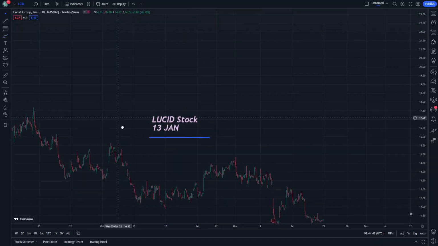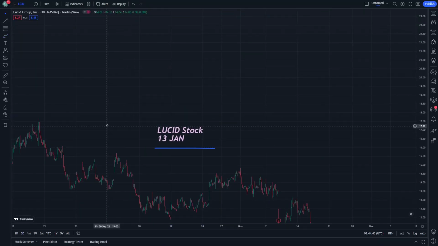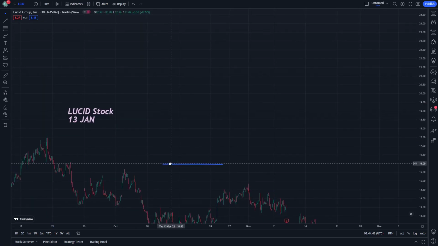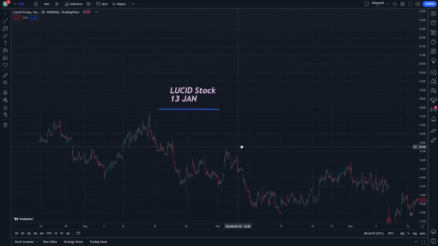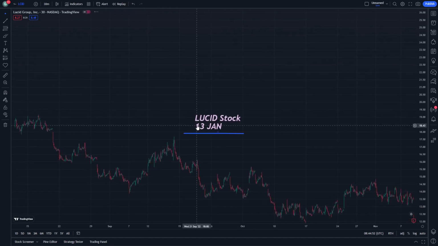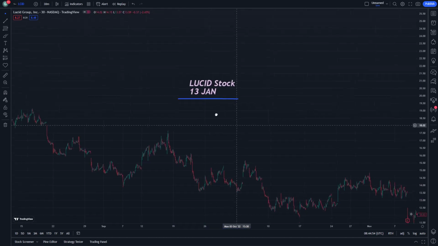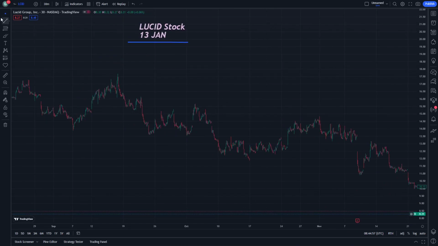Hello and welcome. Today we will explain LUCID stock on 13 January. We can go for the price that we wanted in order to know the price prediction in this stock. So it's going to be the price.